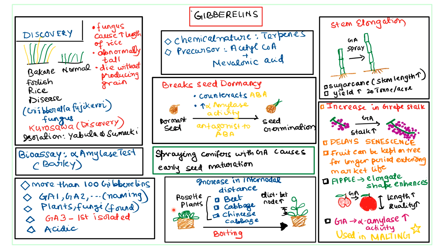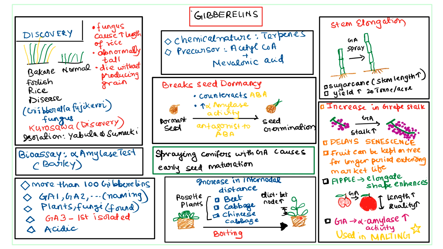The third activity of it is bolting in rosette plants. So what are rosette plants? The plants whose leaves look like a rose. We can say cabbage, broccoli, Chinese cabbage, beet; all these are examples of rosette plants. Now, if gibberellic acid is sprayed on them, there is something called bolting, which is nothing but the increase in the internodal distance. So see, this is the node where the leaf is attached.